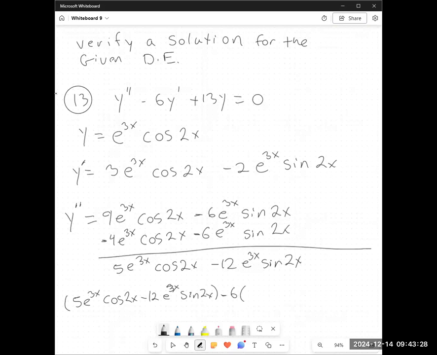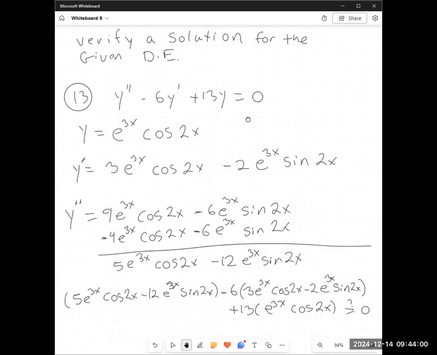Minus 6 times our first derivative. Plus 13 times our original. We need to know, is that equal to 0? And pull this down.